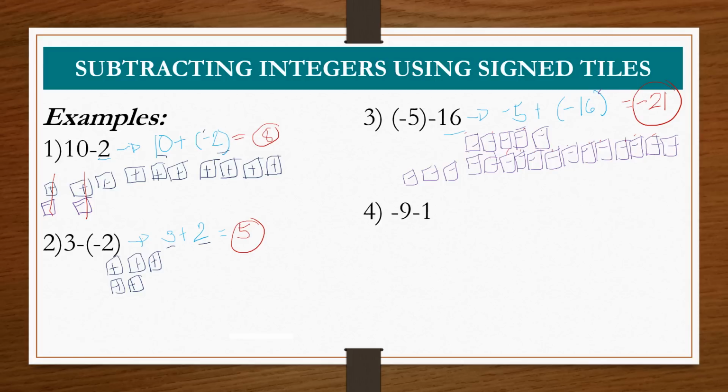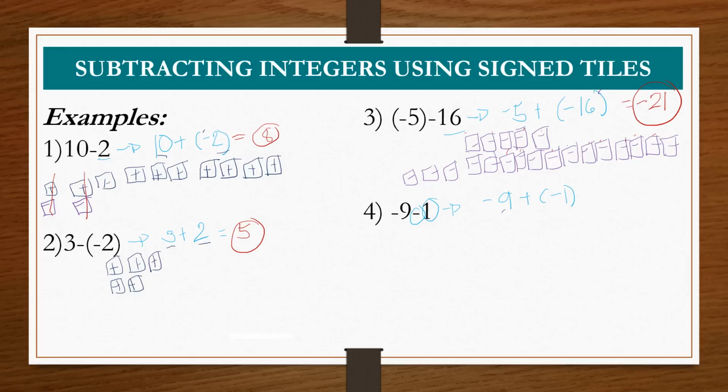Number 4, we have negative 9 minus 1. Again, let us rewrite it first. The minuend is still the same, so negative 9. And then the sign for the operation will be addition, and then we have positive 1, the subtrahend, so it will become negative. Okay, now we can represent them using sign tiles.